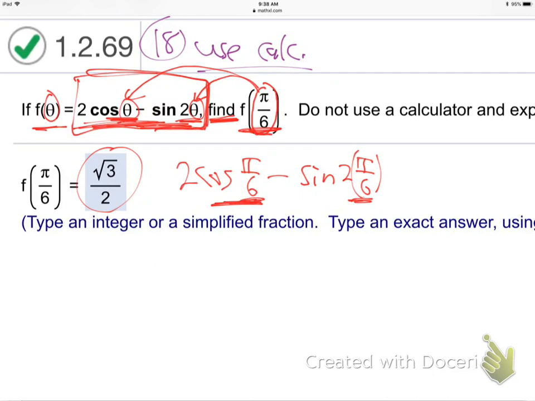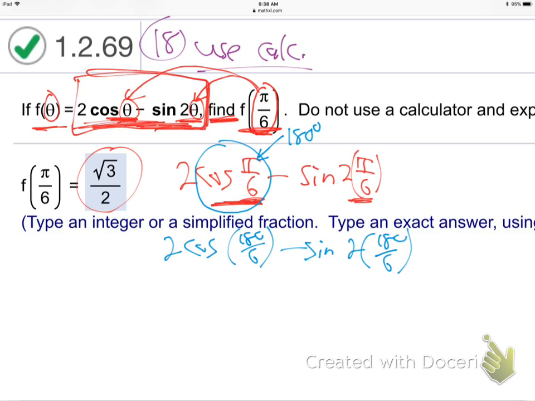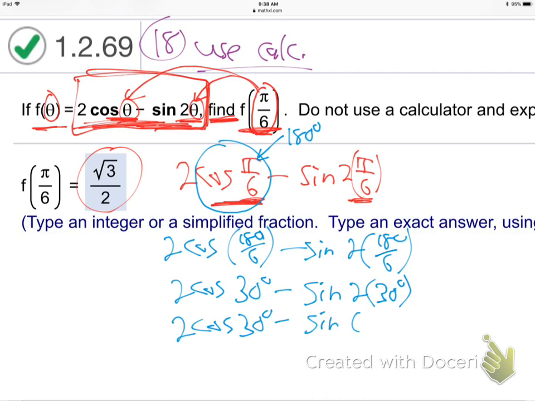All right, let's finish the problem. What is the cosine of pi over 6 minus sine of 2 times pi over 6? We have to convert the radians to degrees. Pi is 180, right? So that's cosine of 180 over 6 minus sine of 2 times 180 over 6. So that's cosine of 30 degrees minus sine of 2 times 30 degrees. So that's 2 cosine 30 minus sine 60. Everybody good so far? I changed it from radians.